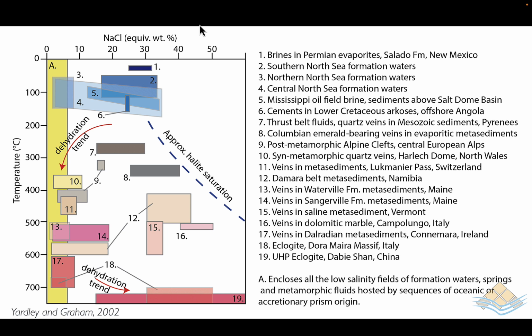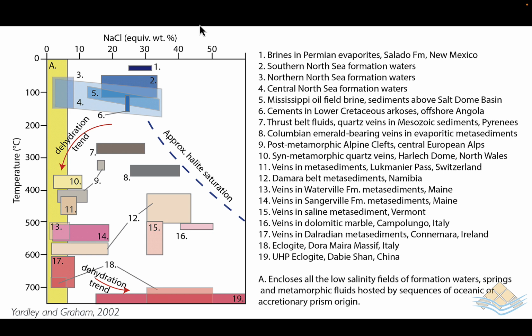You can see there is a broad range of salinities in the diagenetic realm, indicated in blue, with temperatures of less than 200 degrees. And we can see that in the more saline systems, as we have, for example, brines in the Permian evaporites, number 1, or the saline southern Zechstein-associated North Sea formation waters, we see quite high salinities in our fluid inclusions. And those high salinities are inherited as we go into the metamorphic realm.